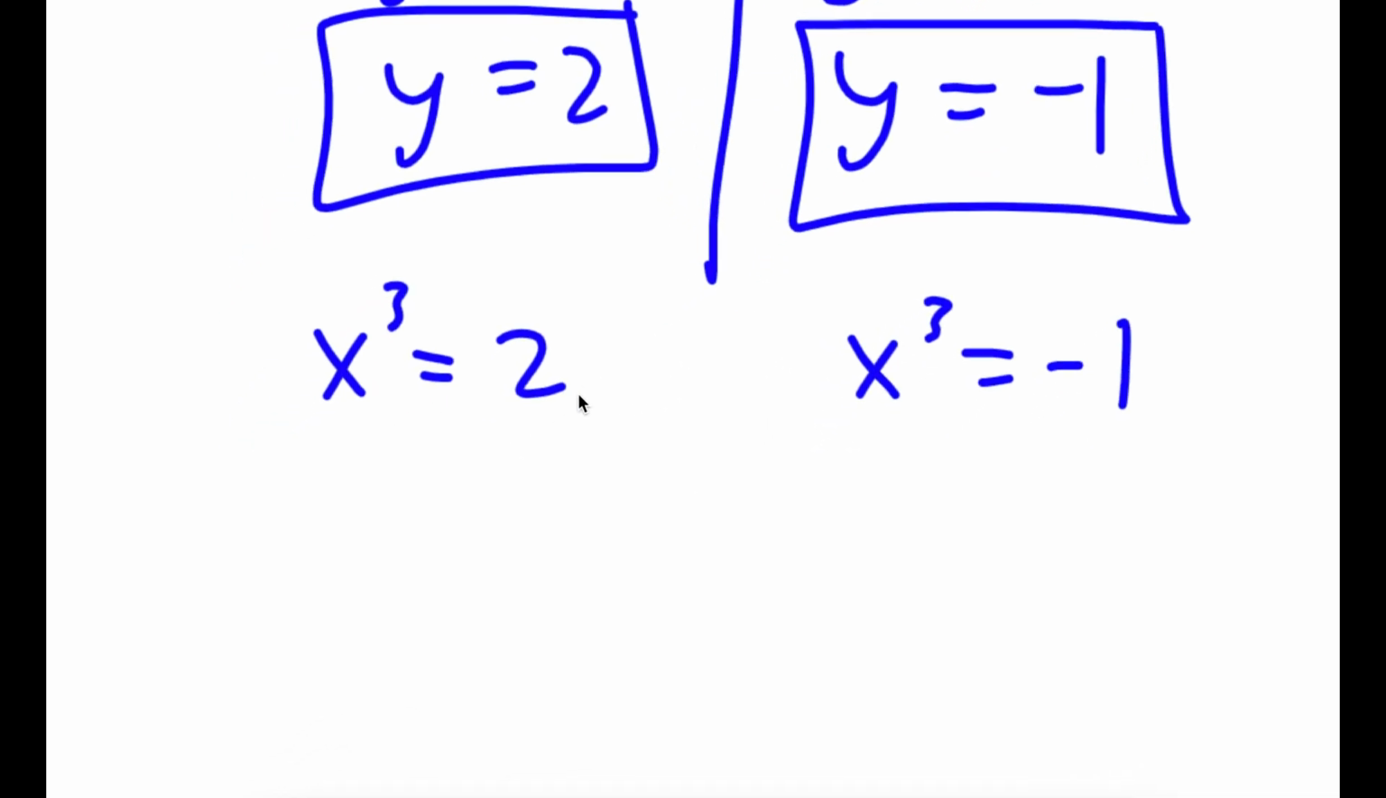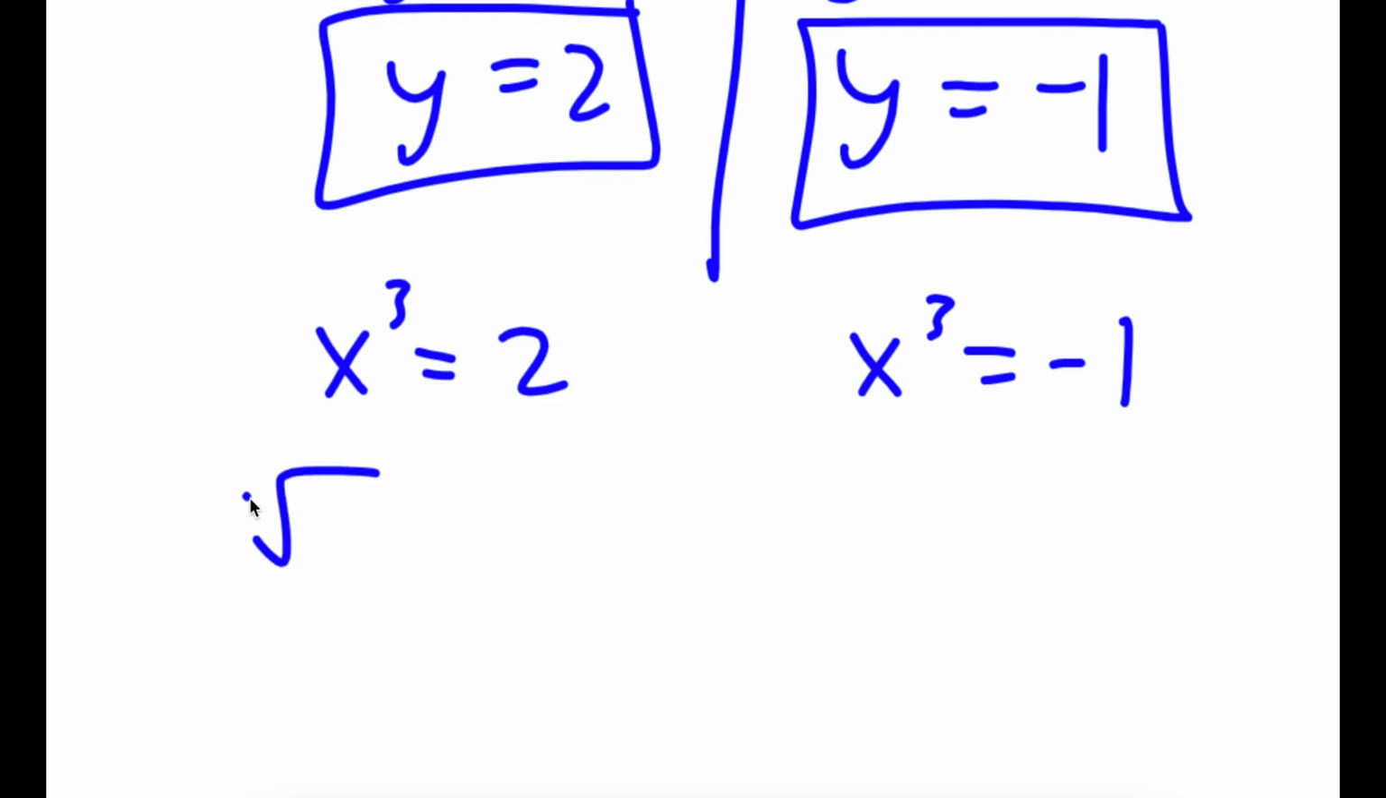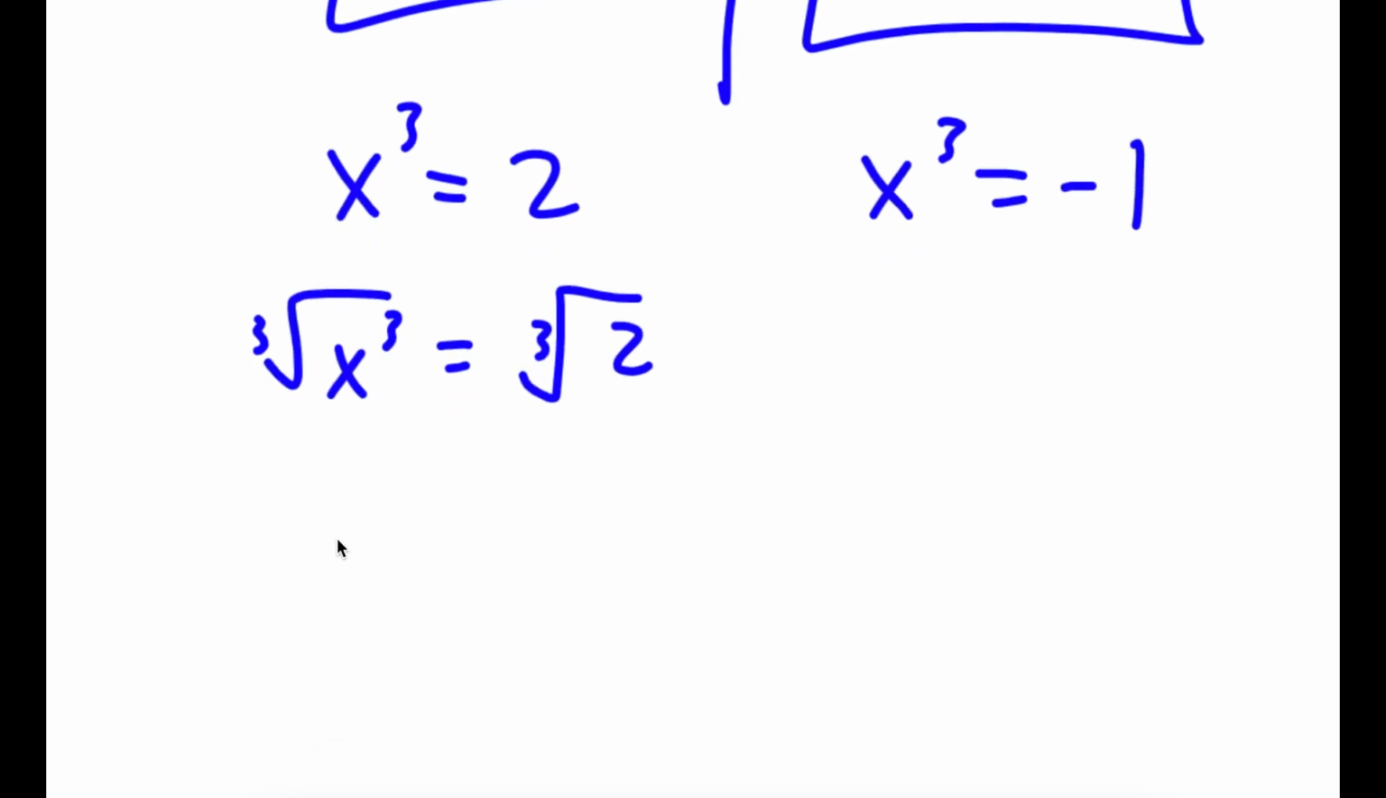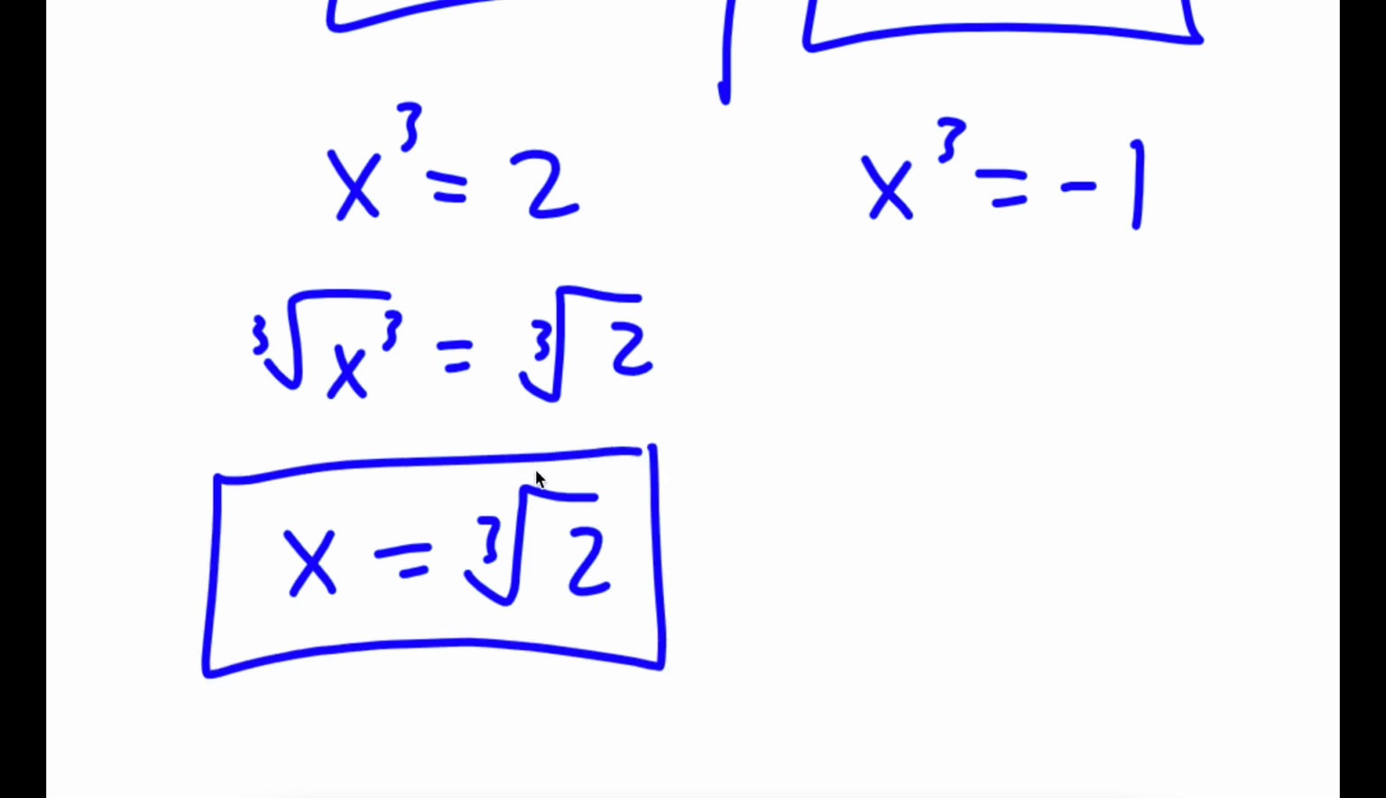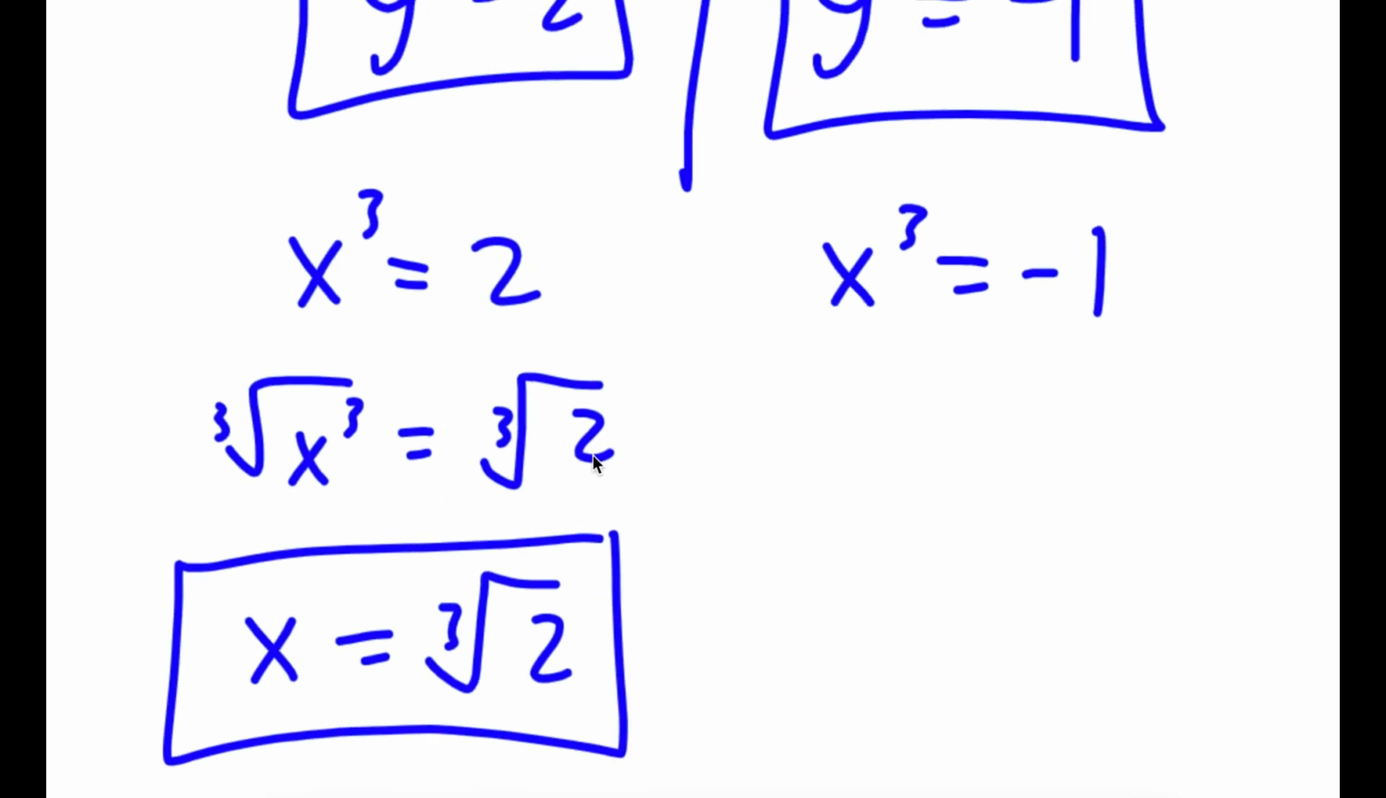So I have x to the power of 3 is equal to 2. So to solve this, I'm going to take the cube root on both sides. The cube root of x to the power of 3 is x, and the cube root of 2, that's simply cube root of 2. So one solution of x is the cube root of 2.